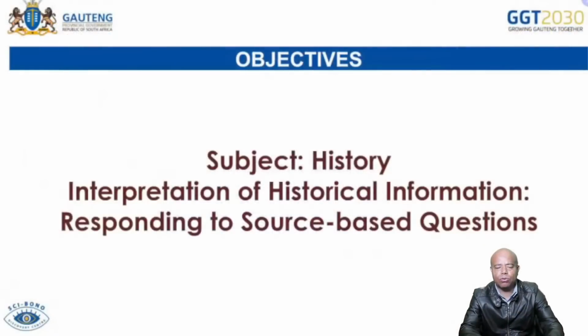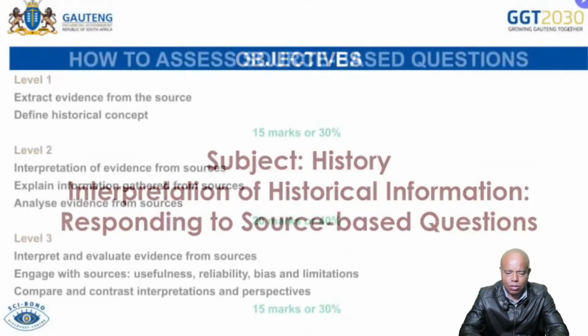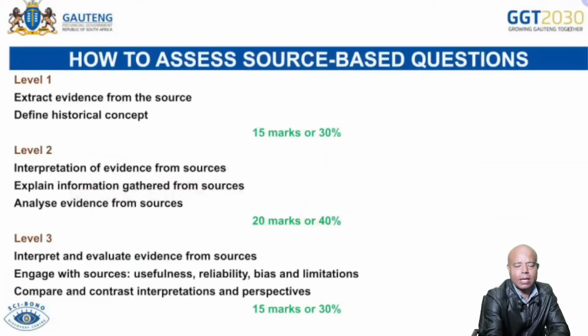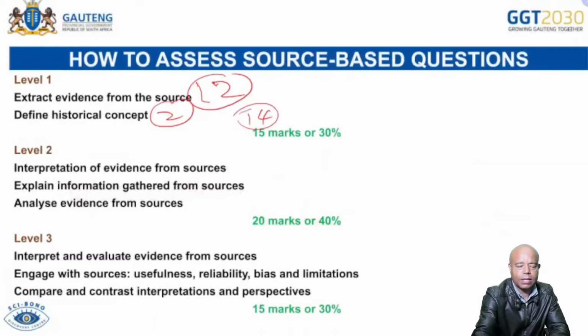Let's quickly go through how you should answer a source-based question. It's stuff that you're supposed to know, and we are just going to go through it again. The first one is level 1 questions. What are level 1 questions? They are extractions from the source. Then we find definitions, which are also called concepts. With the concepts, you must have studied the concept. Now take note, learners. Extractions will be 12 marks, and the concept is 2, and this gives you 14 marks at the end of the day.